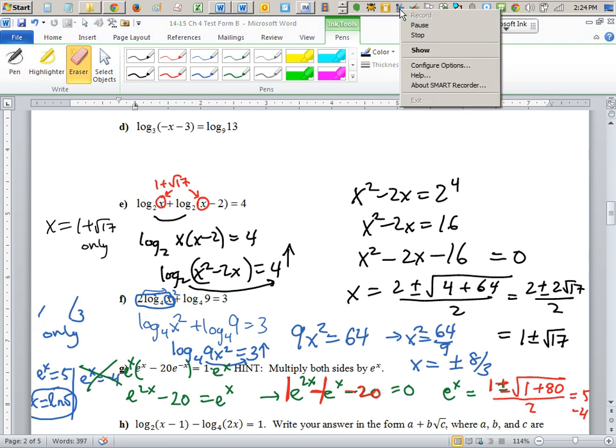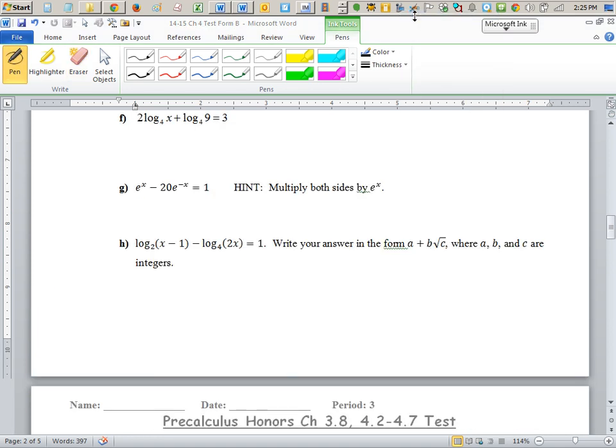Pause my video and do some erasing. Okay, and then the next problem in this set is two different bases again. So we're going to have to do that little trick where you square the base and the argument. So let's do that in green. So we'll square there and there. So you end up with log base 4 of x squared minus 2x plus 1, minus log base 4 of 2x is equal to 1.